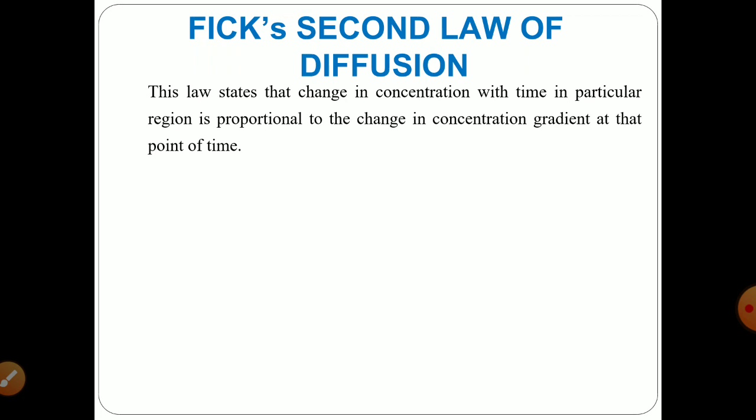Now moving toward the second law of diffusion. Fick's second law of diffusion states that the change in concentration with time in a particular region, either intracellular or extracellular region, is proportional to the change in concentration gradient at that point of time. So mathematically, the statement is given as dC/dt = -dJ/dx. Now, the first law of diffusion says that the flux is dependent on the concentration gradient.